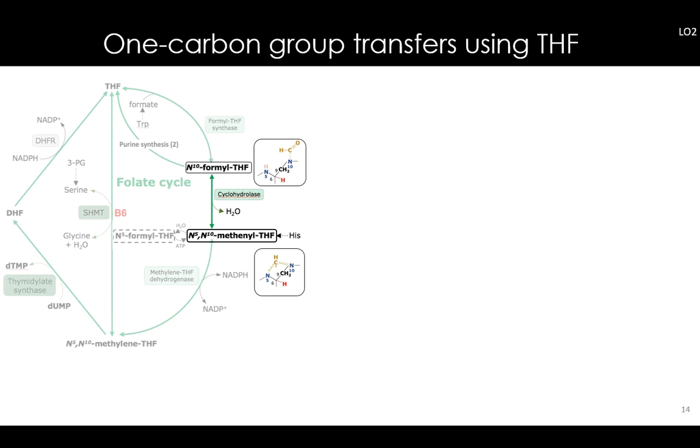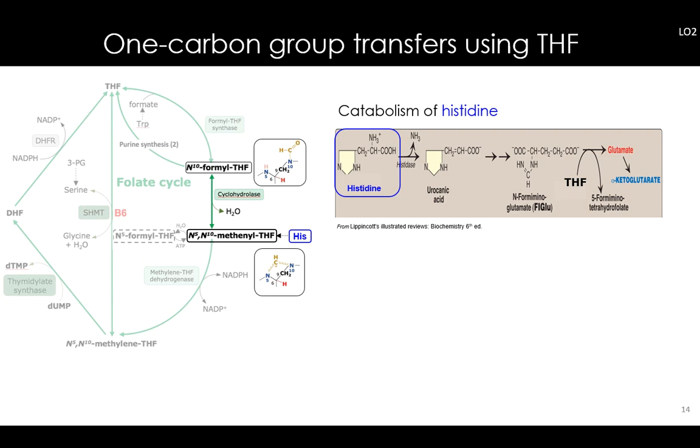N10-formyl-THF may also be dehydrated to form N5,N10-methenyl-THF that is also produced in the catabolism of histidine, as shown at right, where histidine is first deaminated to produce urocanic acid and then is converted in 2 steps into N-formiminoglutamate, or FIGLU, which reacts with THF to form glutamate and N5-formimino-THF, which is then deaminated into N5,N10-methenyl-THF.